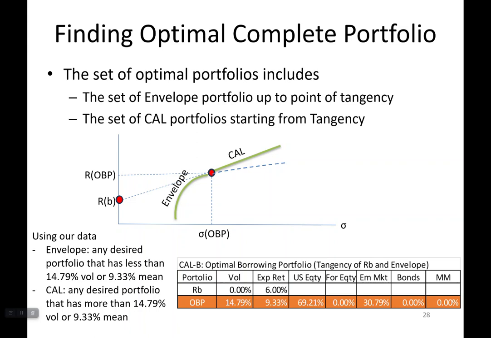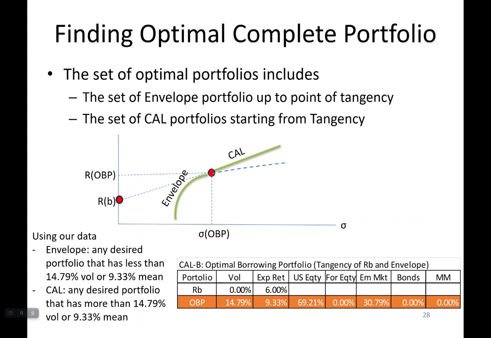In earlier topics, we showed how to create an envelope. That envelope is either maximizing mean or minimizing volatility for some relatively arbitrary levels of return or volatility, and you get an envelope. However, one of these portfolios is better than the others. That is this portfolio in which we draw a line segment from the borrowing rate to the envelope, that tangency portfolio. We'll call it the optimal borrowing portfolio.